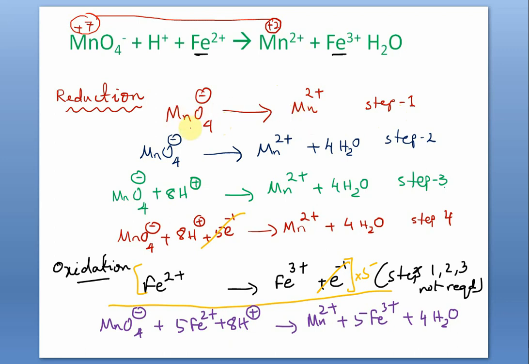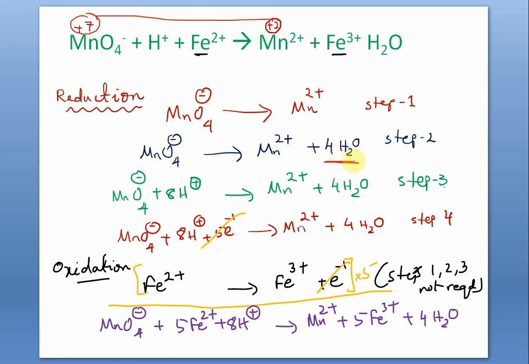Had there been Mn2 here, then we had to multiply by 2. But here, this side 1 manganese, this side 1 manganese, so no multiplication is required. Then go to the second step. Count how many oxygen atoms are excess. 4 oxygen atoms are excess because this side there is no oxygen. So you add 4 water molecules on the opposite side.